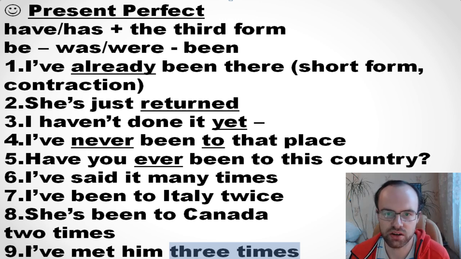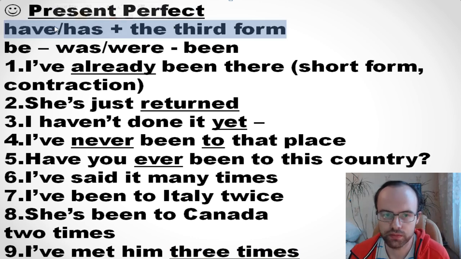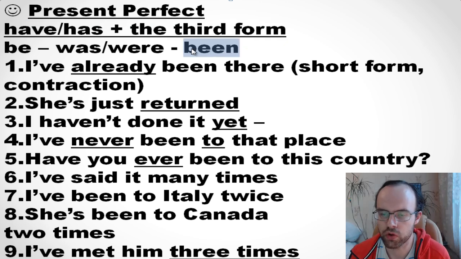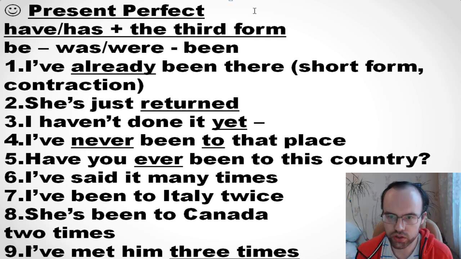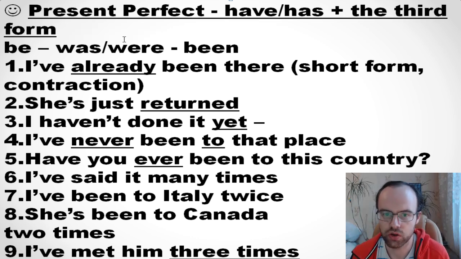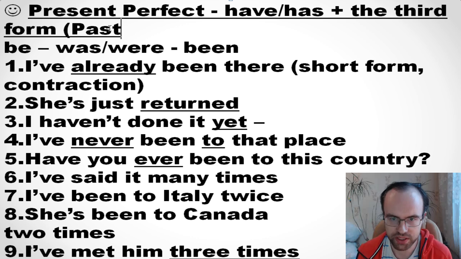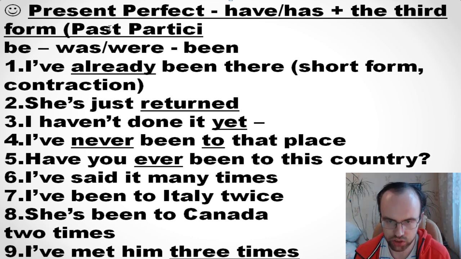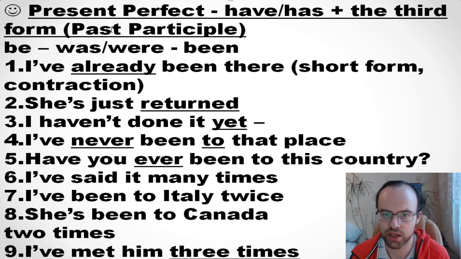Okay, just let's revise it shortly. So present perfect. It's have or has plus the third form. If you have a look at the verb be, you see be was a verb and been. So we call it the third form. There is another name for it, as you might know: we call it past participle, okay? So I've already been there.